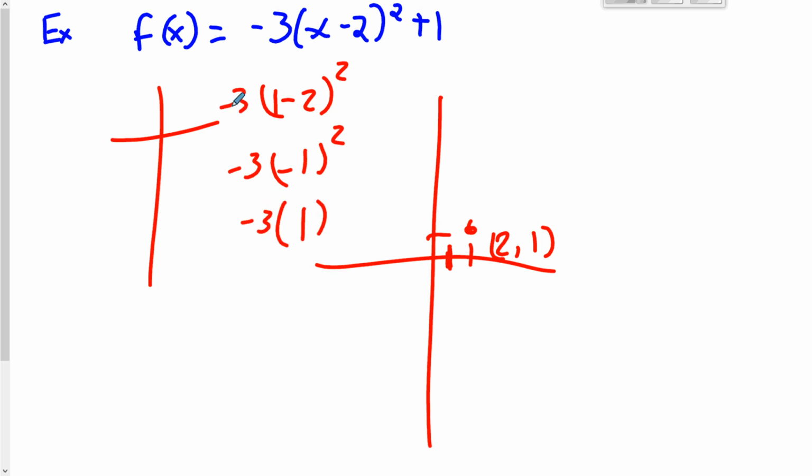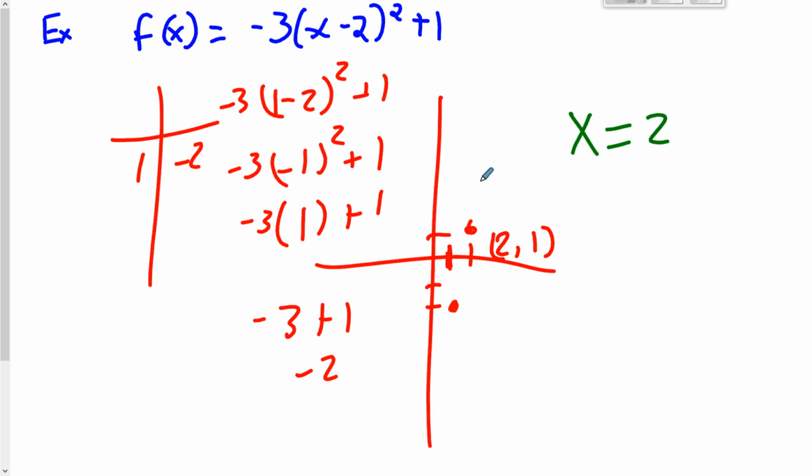Right? And then I'm going to add 1 at the end. So -3 plus 1 is -2. So I plugged in 1, I got -2. And now, here's my axis of symmetry, right? X equals 2. So it's 1 away this way, so I go 1 on the other side, and it's going to be the same height.